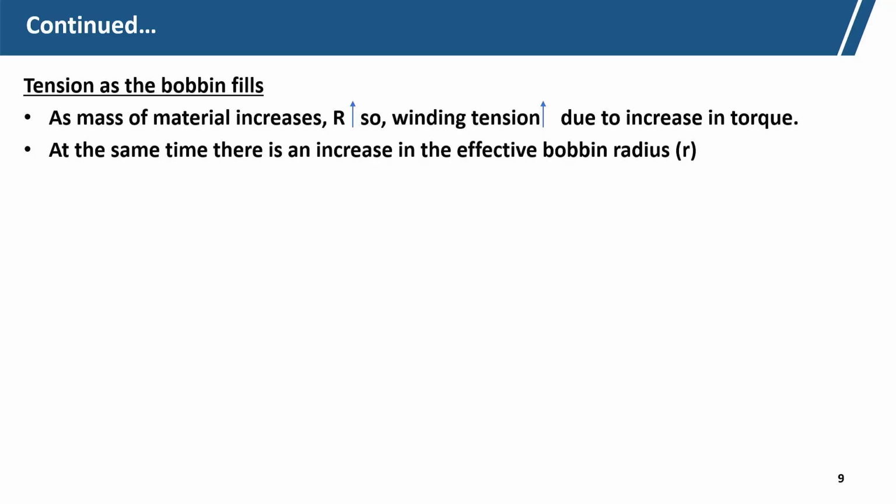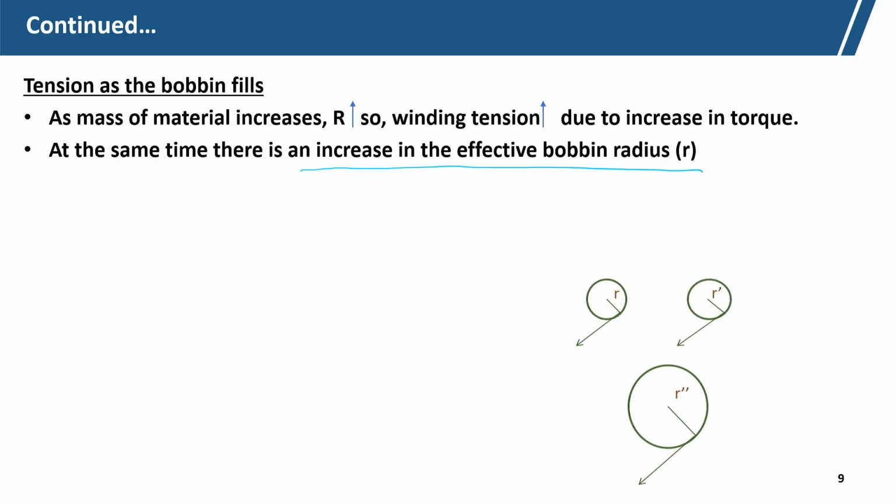At the same time, there is an increase in effective bobbin radius. So, effective bobbin radius increases. You can see here, this is the winding tension and this is radius, here radius R1, R after certain time the T dash and here T double dash. So, we can see here, as the bobbin diameter increases, the mass increases, the resistance R increases.